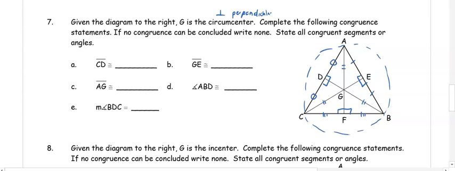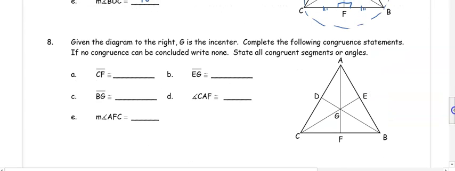So CD, which is a side of the triangle, is congruent to AD because D is the bisector for the segment. GE has no marking, so it's not going to be congruent to anything. AG is going to be congruent to BG and CG because of the circumcenter. They're all equidistant from that point to the vertex. Angle ABD has no marking, so it's congruent to nothing. And the measure of angle BDC, well, BDC is this angle right here, and it's a right angle, so it is 90 degrees.